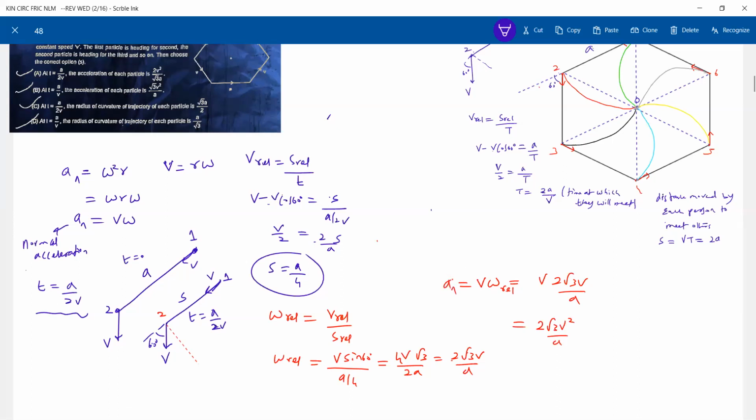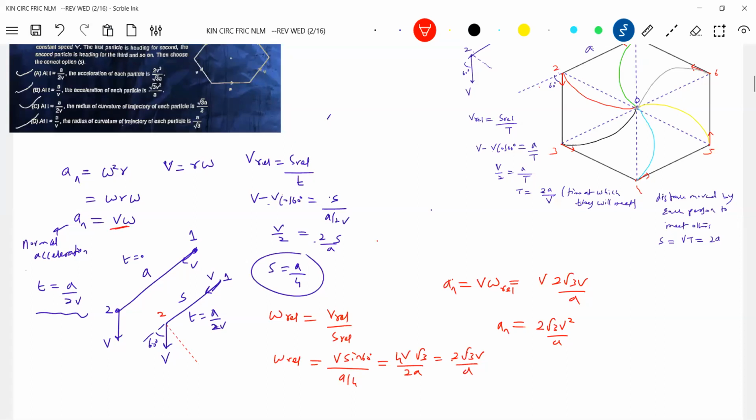This is A normal, what is asking. You wrote V into omega relative, sir. Normal acceleration. How can you multiply with this? Relative, sir? Yeah, that's what. See, relative motion between them. You can better, if you are getting confused with omega relative, write omega.